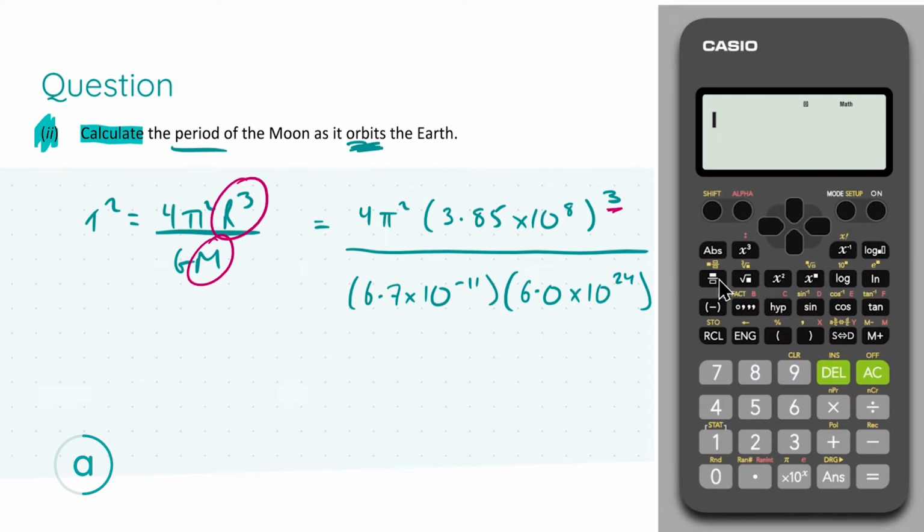Pulling up my calculator here, I'm going to feed in all of the information. So we're going to have 4 pi squared, so pi yet again, shift, and then you have to do that, and then you're going to have this times the square, and then brackets here, because we're going to be filling in our radius, and we're raising that to a power, so it's 3.85 by 10 to the 8, and then closing brackets, and to the power of 3. And then on the bottom side of things, we're going to have Newton's gravitational constant, which was 6.7 by 10 to the minus 11, all multiplied by this mass of the Earth, which is 6 by 10 to the 24.